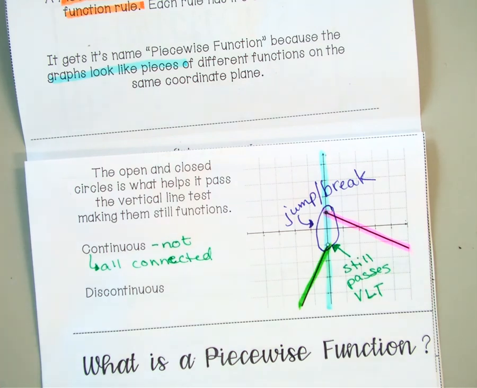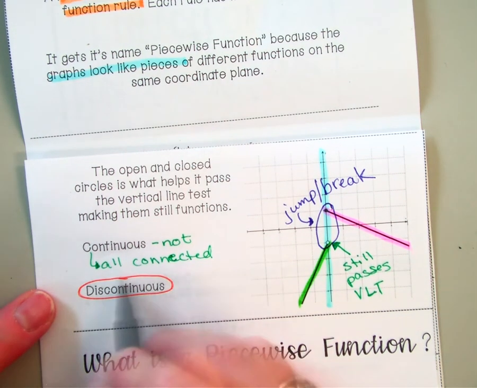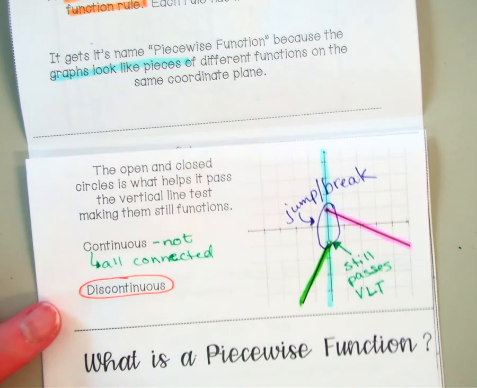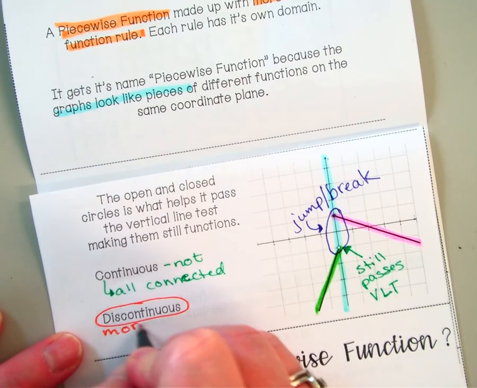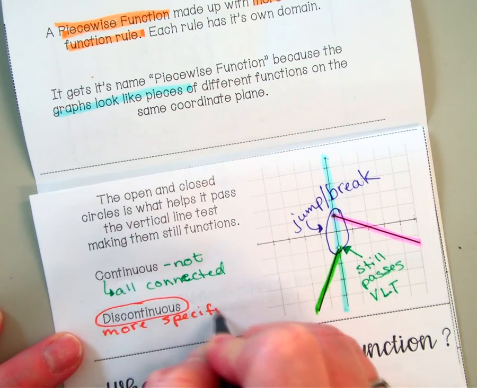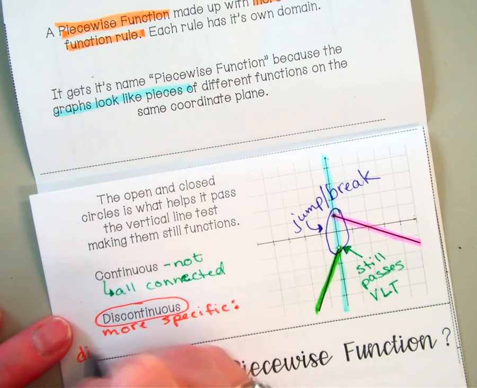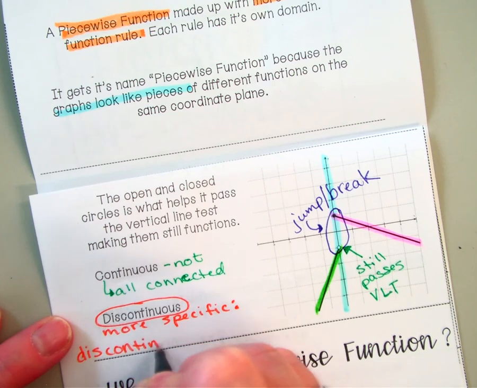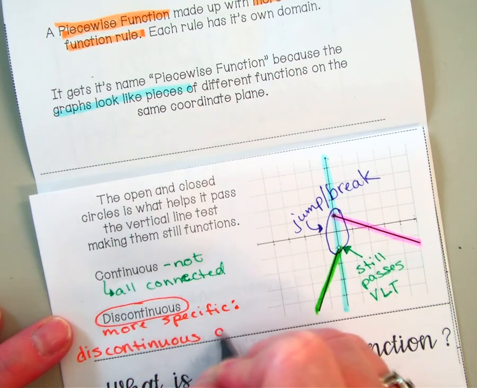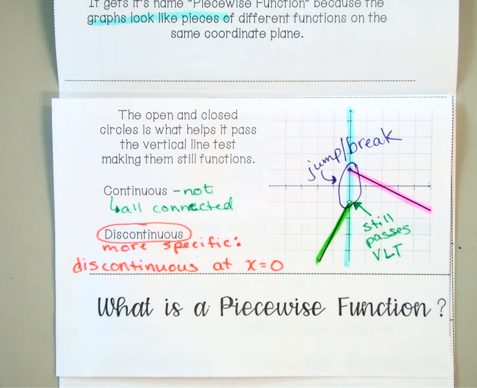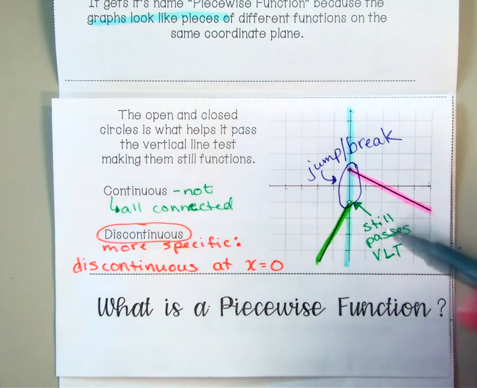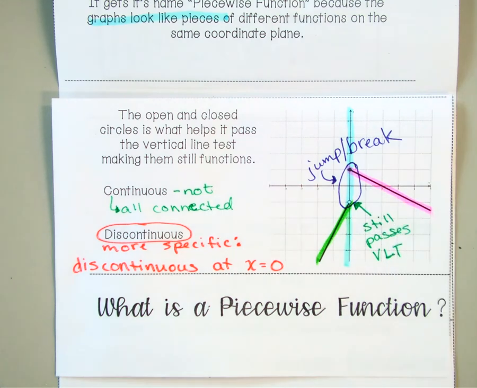So now this is discontinuous. Discontinuous just means it's not connected. So continuous is all connected, discontinuous is not connected. And to get a little bit more specific, it's discontinuous at x equals 0. So that's specifically identifying it's discontinuous where x is 0, because that's where your jump happens in your graph here.